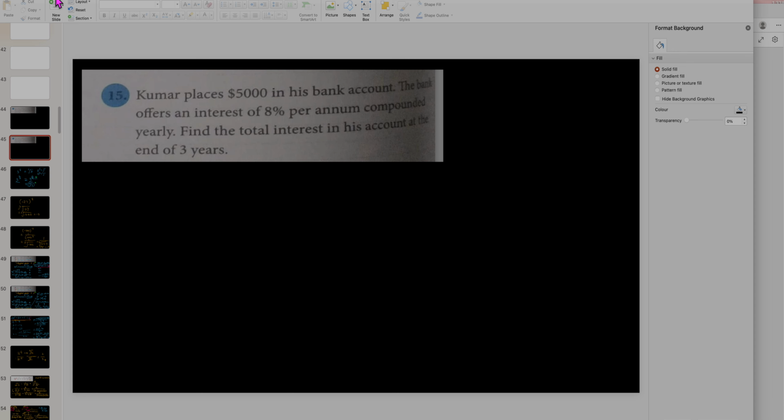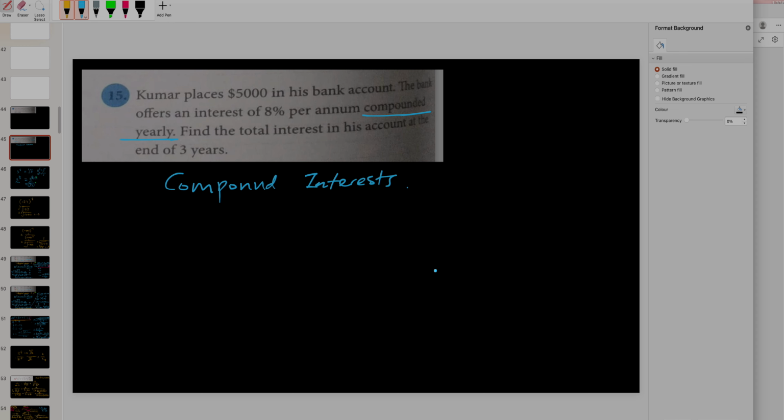So for this, it says Kumar places $5,000 in his bank account, then the bank offers an interest per annum compounded yearly. So compounded yearly means this is a compound interest question. Okay? So compound interest.